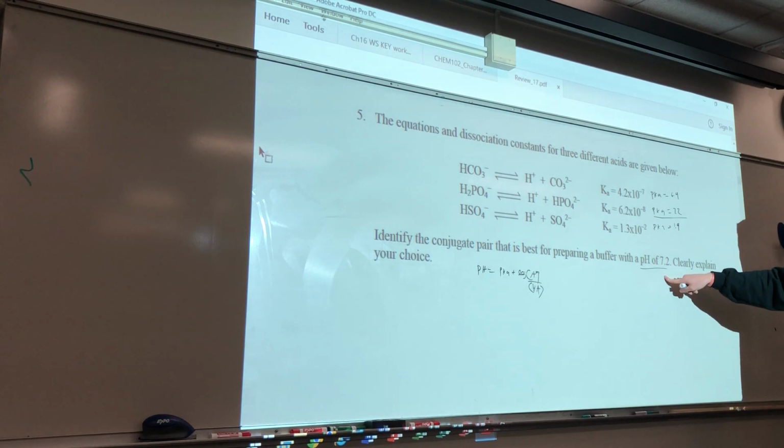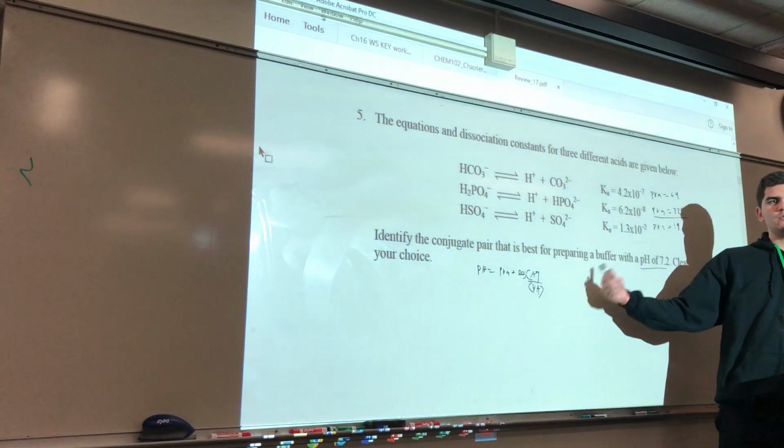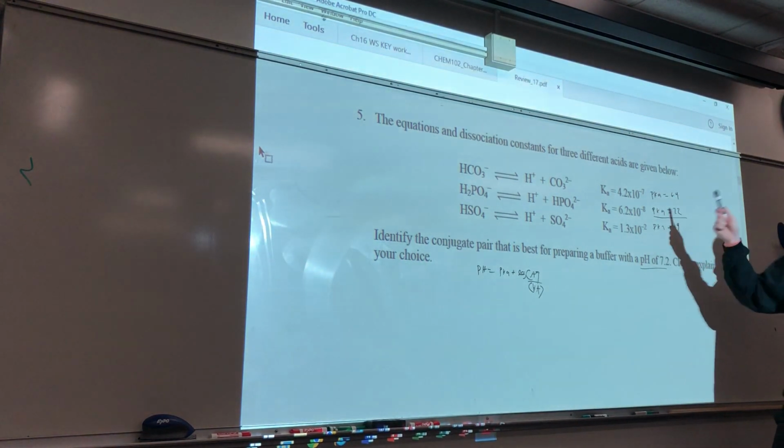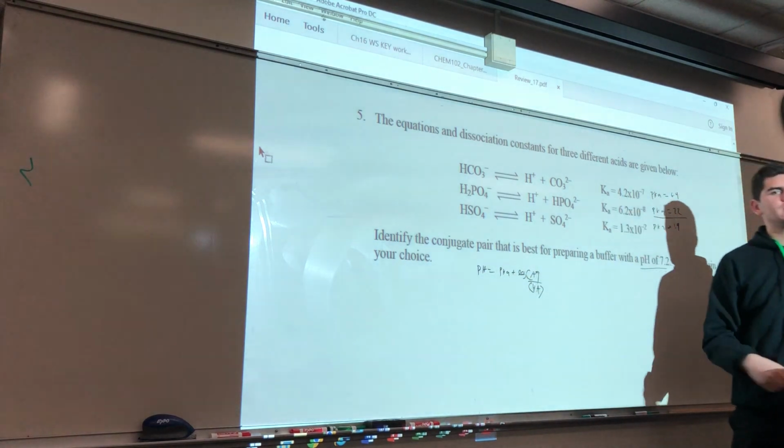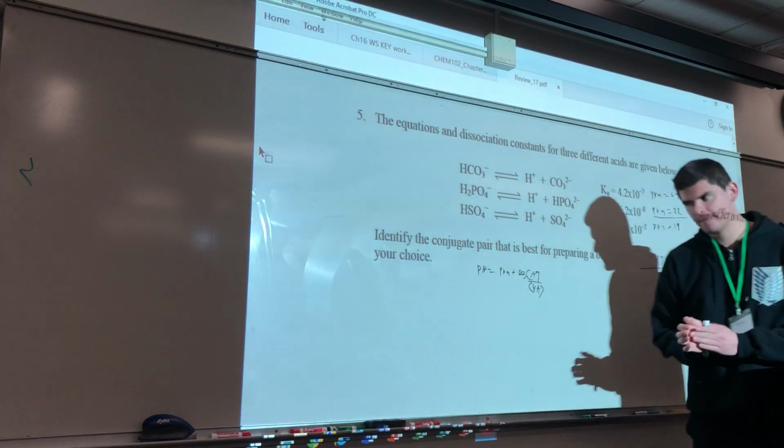Probably the best system to prepare that buffer. What's the range of a buffer? I think plus or minus 1. Plus or minus 1, right? Yeah, cool. So that makes sense, because then this particular buffer can get either really basic or even really acidic, right? So does that make sense? If we just make the assumption that these are the same, then we see that this exactly matches this pH, and that's what we want. Awesome.